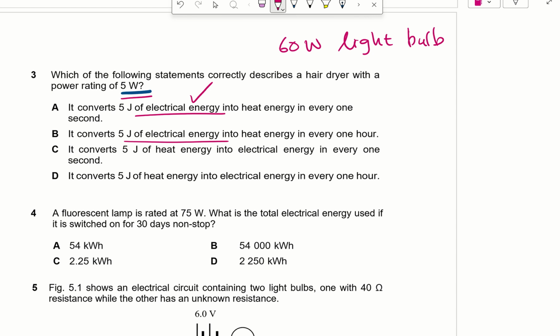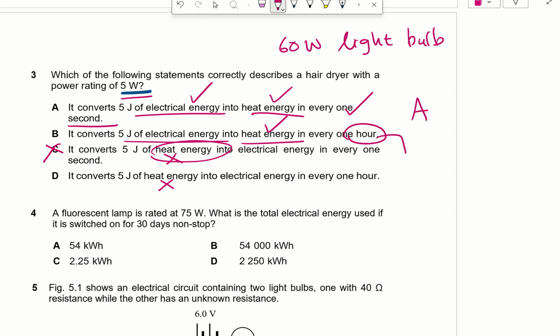This is wrong because we cannot start off with heat energy. Okay, we always start off with electrical energy, so C is incorrect. So D is also incorrect. So basically it converts 5 joules of electrical energy into heat energy. That is true in every 1 second, right? So this is true. So the answer is A, not 1 hour.